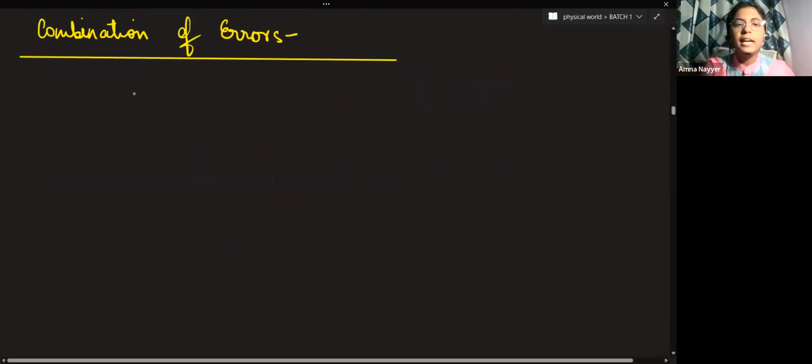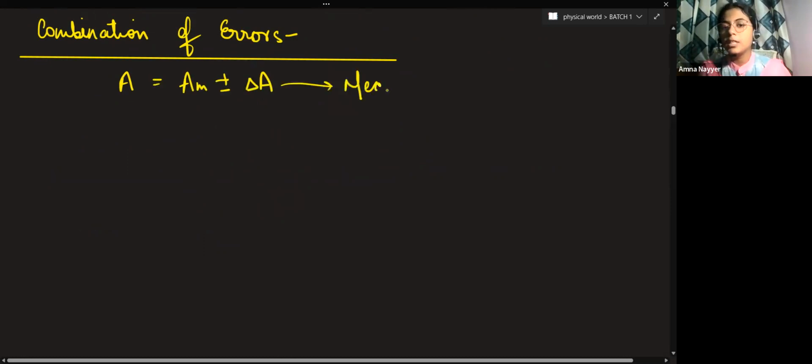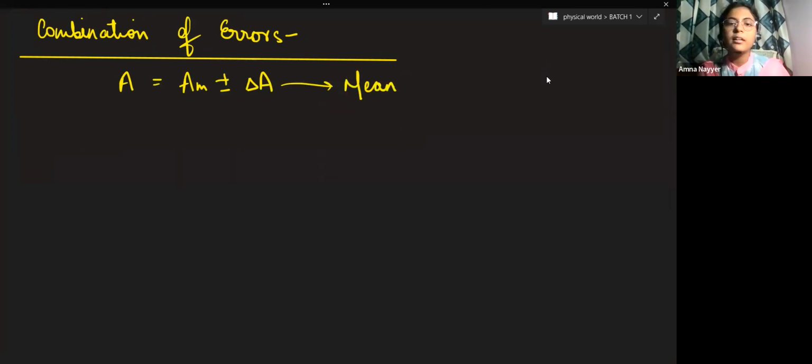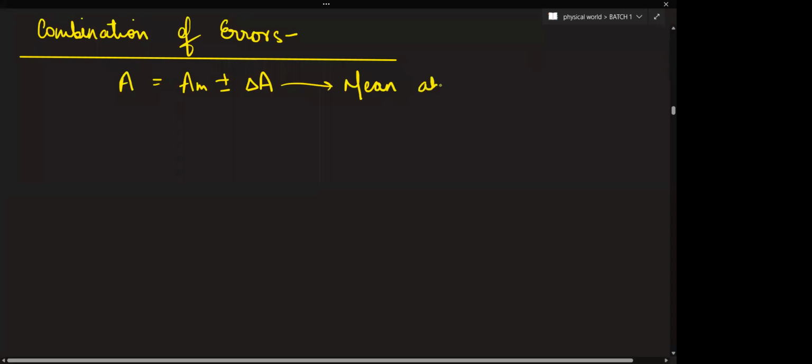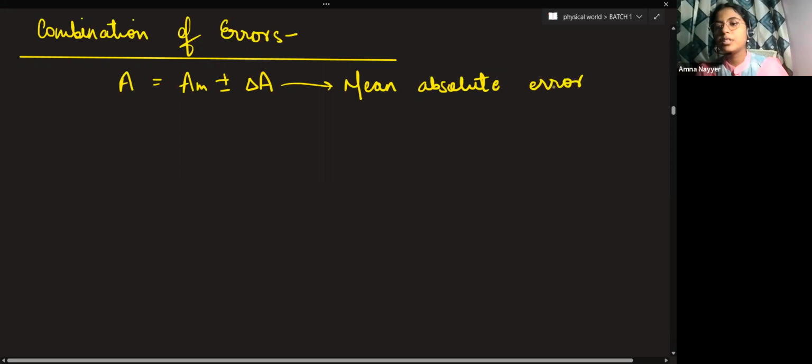So first, let me tell you, if a is an error that you're getting, I'll write it as AM plus minus delta A. Either I can write the percentage or I can write it. So what is delta A? Delta A is that mean absolute error. Are you remembering it now? Yes, ma'am. All right. Mean absolute error.